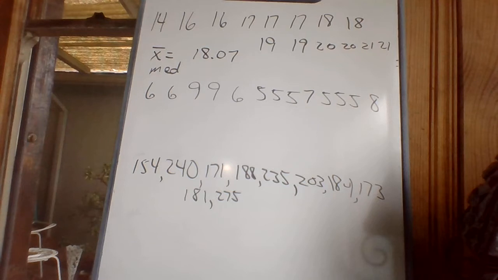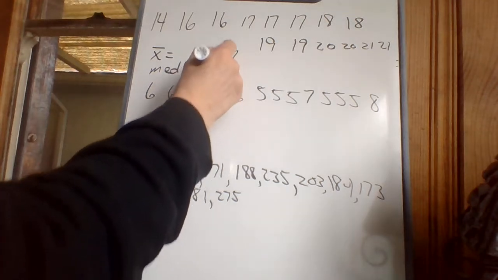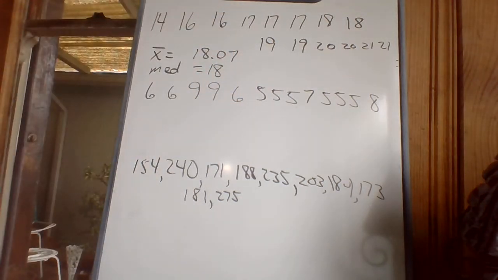18.07. I saved a bunch of spaces on there. You know you don't need that many spaces. 1 space, 2 spaces, 4 is kind of overkill. Median, apparently it says 18. These ones were already in order. That wouldn't have taken me that long.